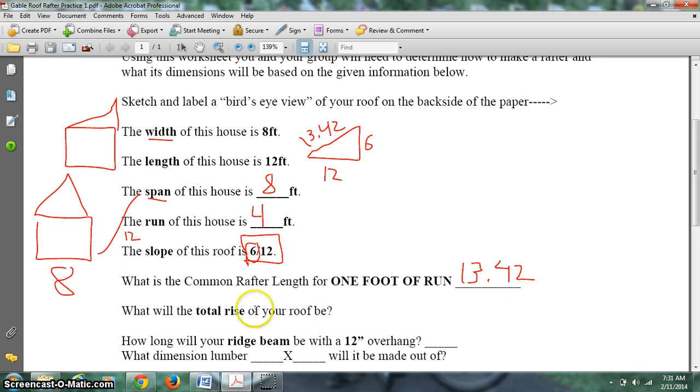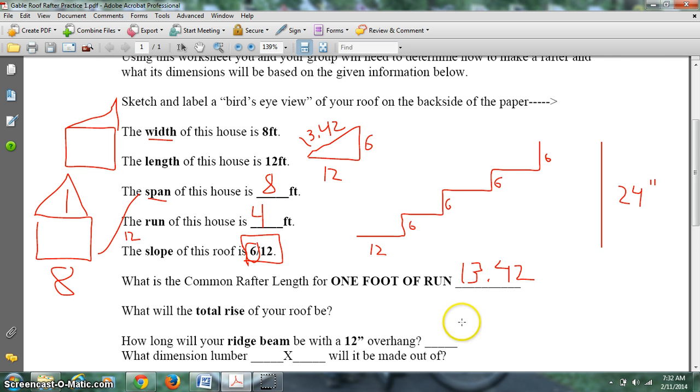Alright, so now we've got to talk about total rise. We're looking at total rise being right there. This vertical distance on our roof. So the easiest way to do that is to draw the triangles. 1, 2, 3, 4. I've got 4 runs. 4 feet of run. Each of these would be labeled with a 12. That makes each of these be labeled with a 6. Another 6. Another 6. Another 6. That gives our total rise to be what? 4 times 6 is 24. 24 inches.